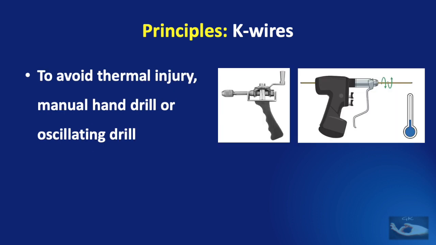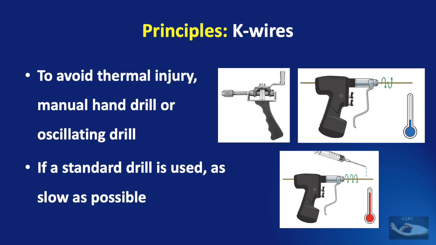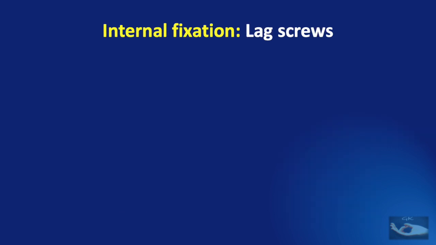Another important thing to remember when using K-wires is to avoid thermal injury. When using a manual hand drill or an oscillating drill, the rise in temperature in the cortex is not much. But if a standard drill is used, it needs to be used as slow as possible with continuous irrigation using cooled saline. The next important method of internal fixation is the use of lag screws.